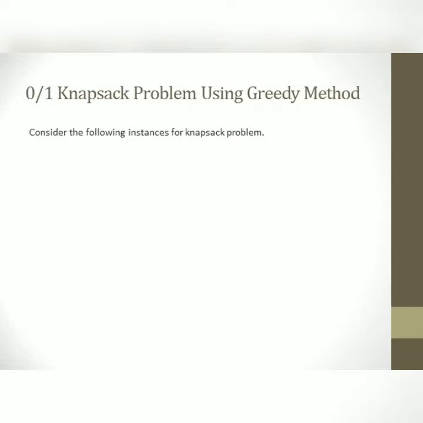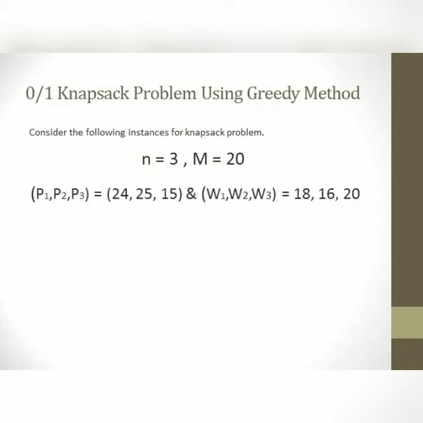So consider the problem given to us. Here, we have 3 items, so n is equal to 3. And m is 20, which is the capacity of the knapsack. For the first item, the profit is 24 and the weight is 18. For the second item, the profit is 25 and the weight is 16. And for the third item, the profit is 15 and the weight is 20.